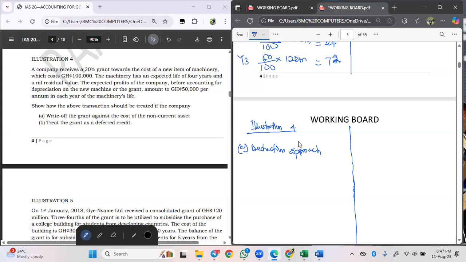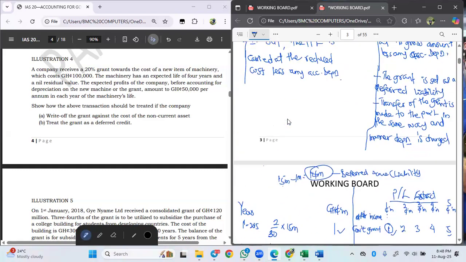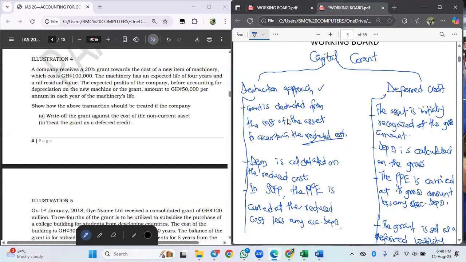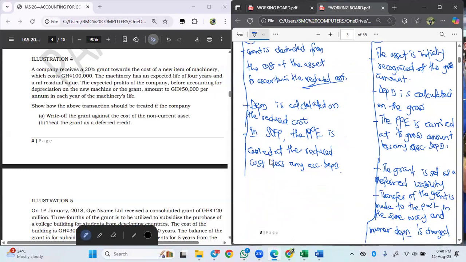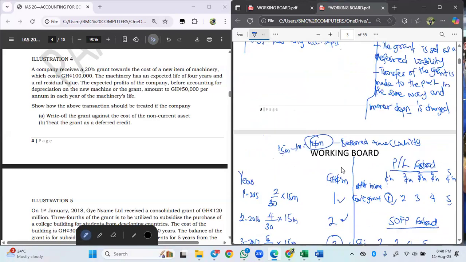So we come to the deferred credit. As I said, this one I'll move with speed, so if you don't get it, just tell me. With the deduction approach, you just deduct the grant from the cost. I gave you a summary here. The grant is deducted from the cost of the asset to ascertain the reduced cost. Depreciation is calculated on the reduced cost. In the statement of financial position, the PPE is carried at the reduced cost less any accumulated depreciation.